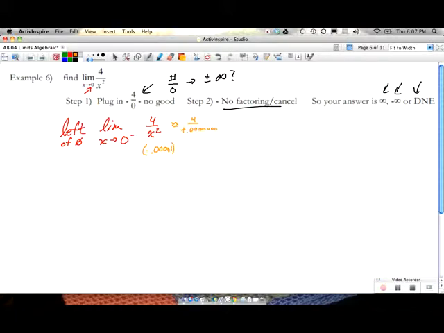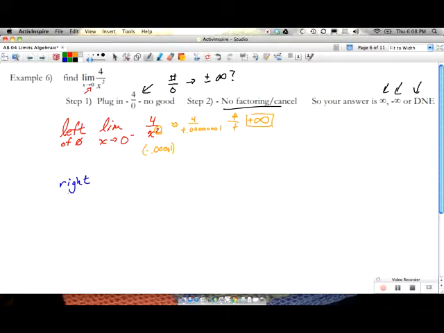Now we got a bunch of zeros in here. But the key thing to really recognize is that it's going to be positive on top, because that 4 stays positive. And the bottom, because it's squared, is also going to be positive. So that means that we're going off to infinity, just like before. And it's a positive over a positive, so that makes it positive infinity on the left side. Let's look at the right.